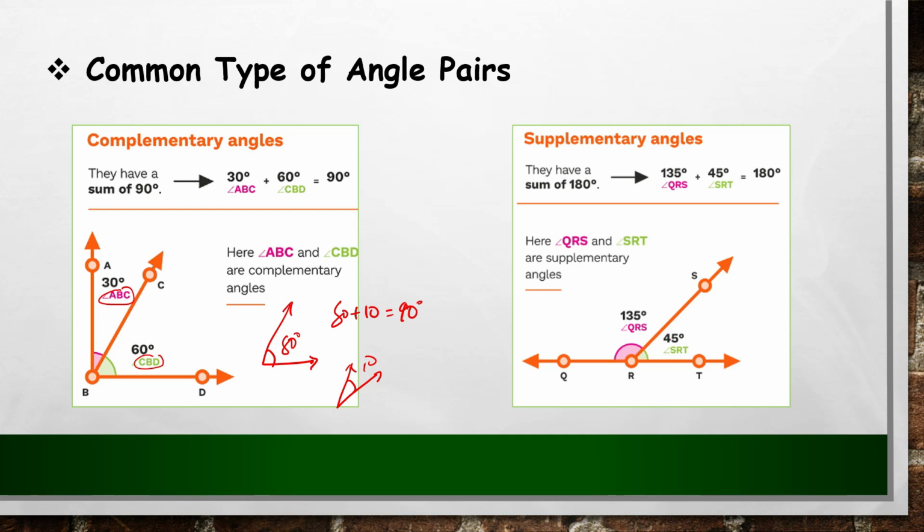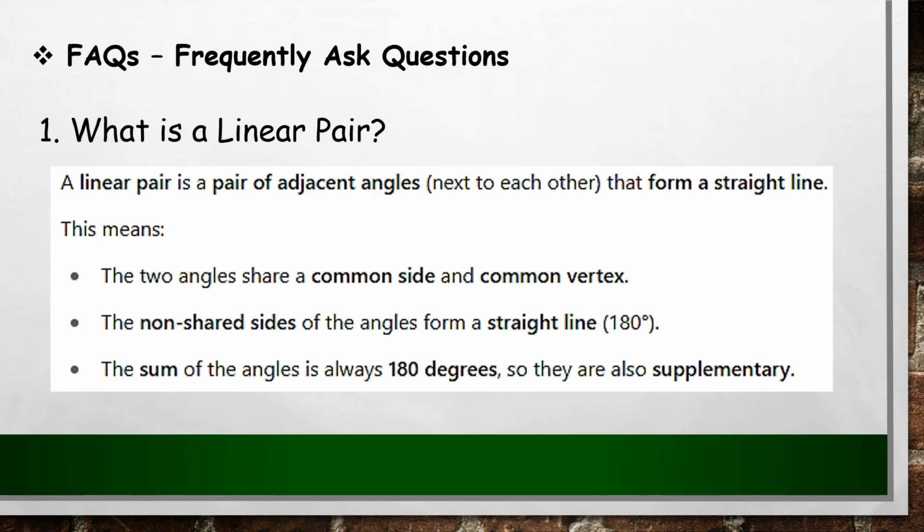Same with supplementary angles. So for supplementary angles, if we add the two angles, the answer will be 180 degrees this time. So in my illustration here, the angles are adjacent, but again, in reality, there's a possibility that the two angles are not adjacent. Same with complementary angles.